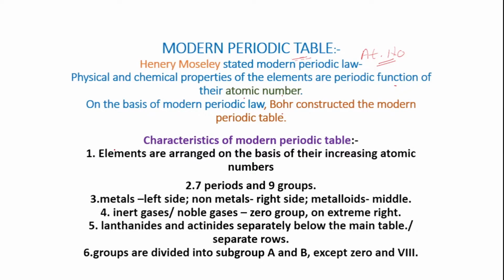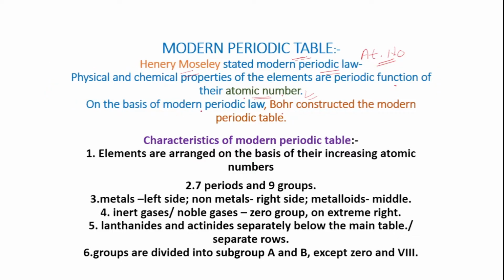Based on this changed concept, Henry Moseley in 1913 stated the modern periodic law. Actually he revised the periodic law given by Mendeleev. It can be stated in this way: physical and chemical properties of the elements are periodic function of their atomic number. So Henry Moseley replaced atomic weight by atomic number.